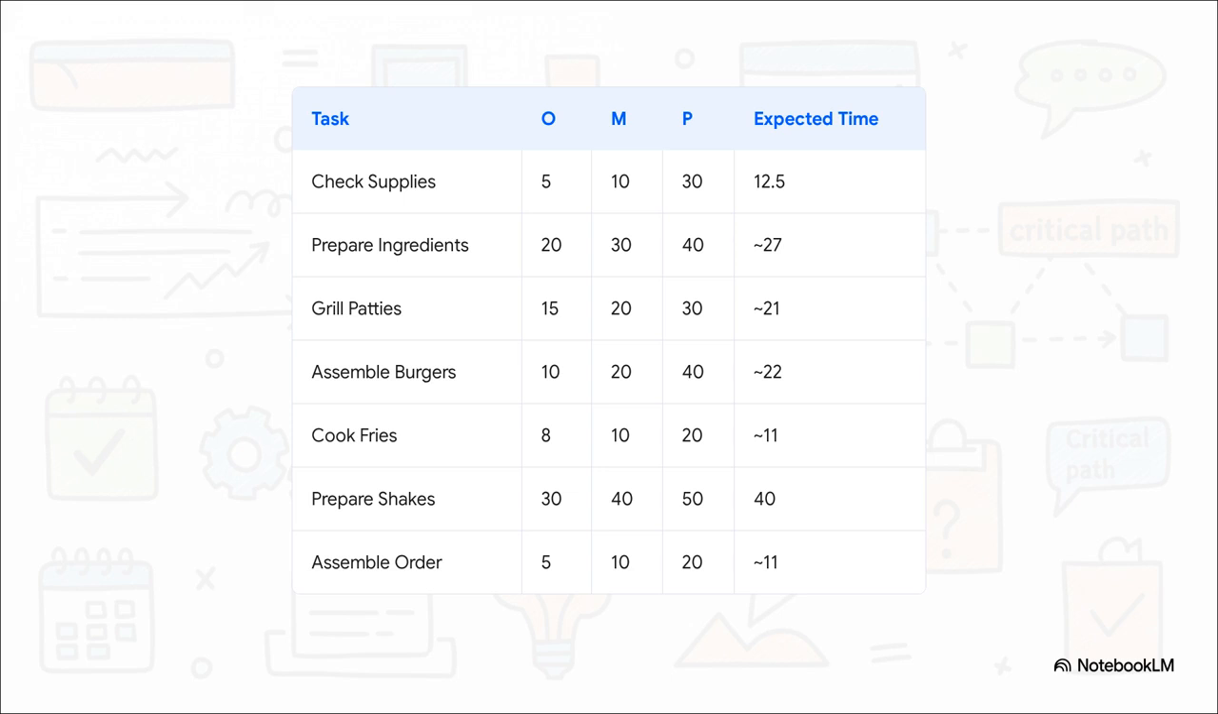Now think about this. If grilling the patties, which is on our critical path, gets delayed by 10 minutes, the whole order is delayed. But if preparing the shakes takes an extra 10 minutes, it might not matter at all because other things are still happening. That's the power of knowing your critical path.